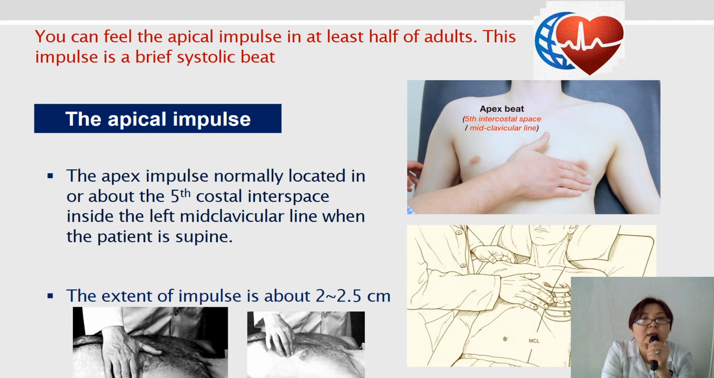You can feel the apical impulse in at least half of adults. This impulse is a brief systolic beat. The apical impulse is normally located in or about the fifth costal interspace inside the left midclavicular line when the patient is supine. The extent of the impulse is about 2.5 centimeters.